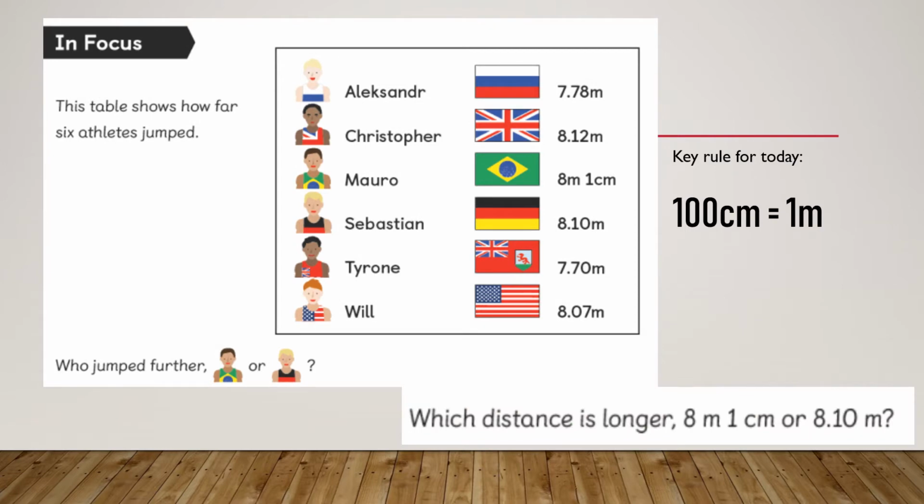Now, a little bit like the last lesson, we've got a real key rule for today. This one is a little bit similar. The key rule for Miss Slater's class is that 100 centimetres is equal to 1 metre. Now the problem is it's a little bit more precise than that. So which distance is going to be longer? 8 metres and 1 centimetre or 8.1 metres? Pause the video, see if you can have a little go at that, and then we'll go through it a bit more on the next part of the video.